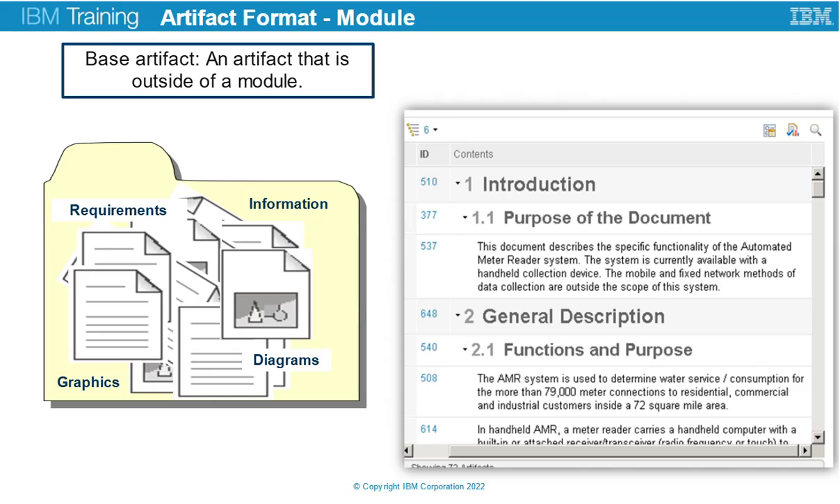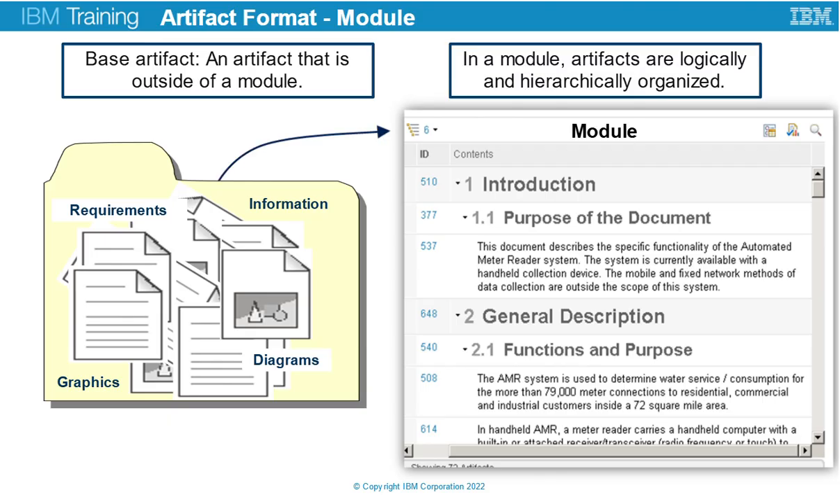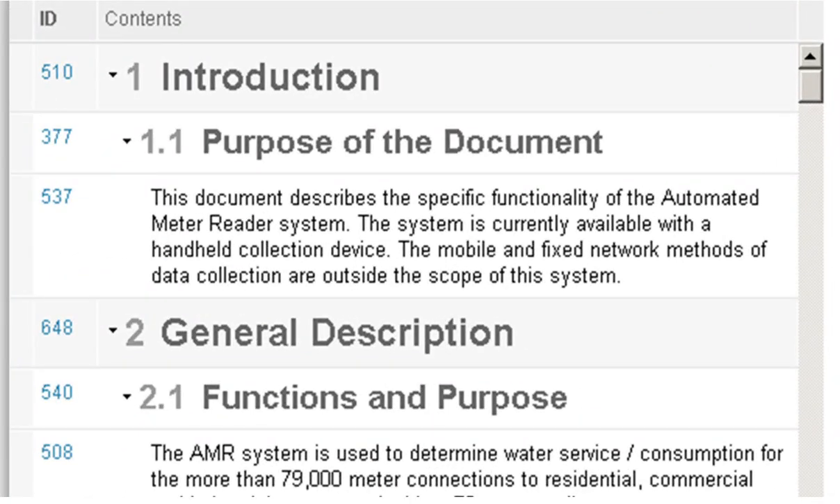Artifacts at the project level are organized in folders. An artifact that is created and managed independently from a module is referred to as a base artifact. A module is a special type of artifact format that contains other artifacts in a logical and hierarchical structure. A module looks like a rich text document, revealing attributes and their values directly in columns. In this image, two columns are shown, the contents and ID of each attribute.